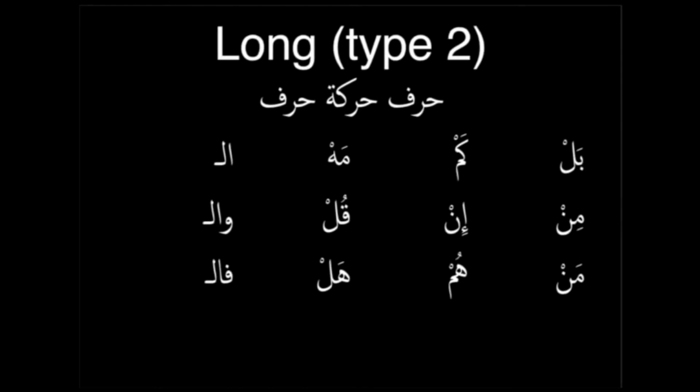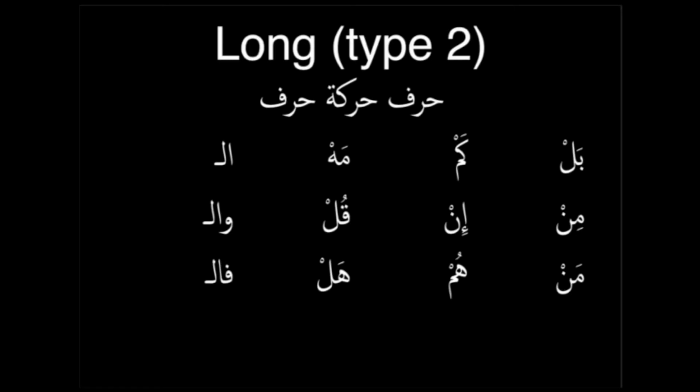The second type of long syllable is harf plus haraka plus another harf, closing the syllable. So these are kinds of closed syllables. And this is the second type of long syllable. It should have the same length as the other type of long syllable, but it will sound different to you in your ear. So for example, the word bal, which is made up of ba, fatha, and lam, is a long syllable. The preposition min, the question word man, the other question word kam.